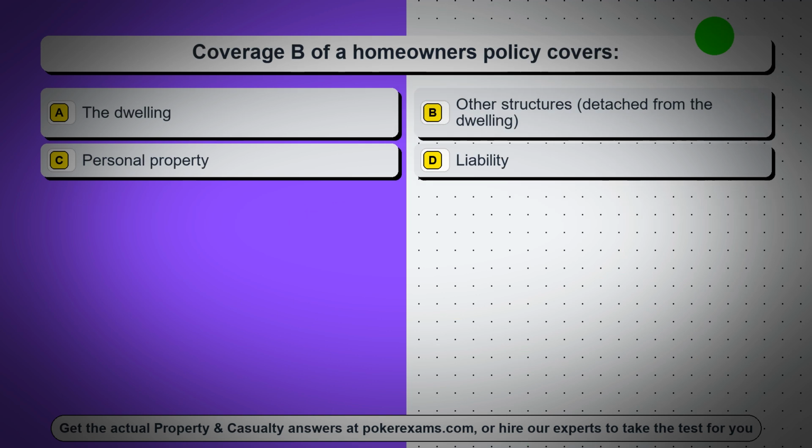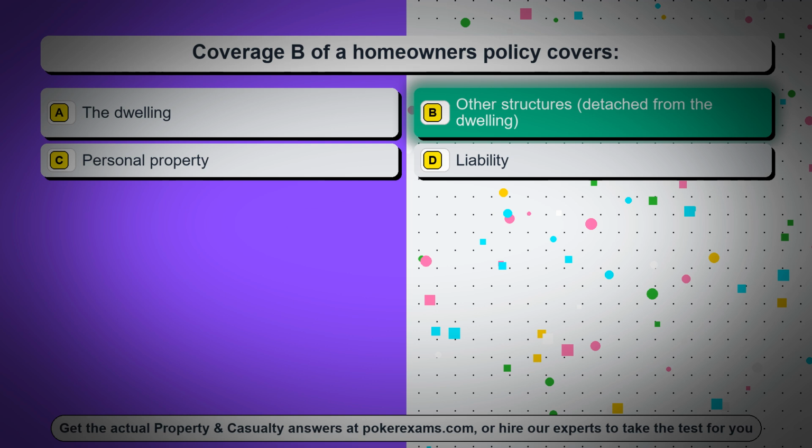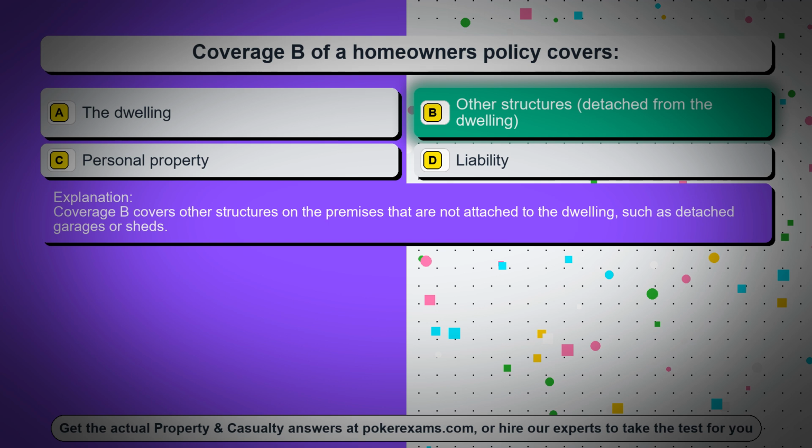Question 57. Coverage B of a homeowner's policy covers: Option A, the dwelling; Option B, other structures, detached from the dwelling; Option C, personal property; Option D, liability. The correct answer is Option B, other structures, detached from the dwelling. Coverage B covers other structures on the premises that are not attached to the dwelling, such as detached garages or sheds.